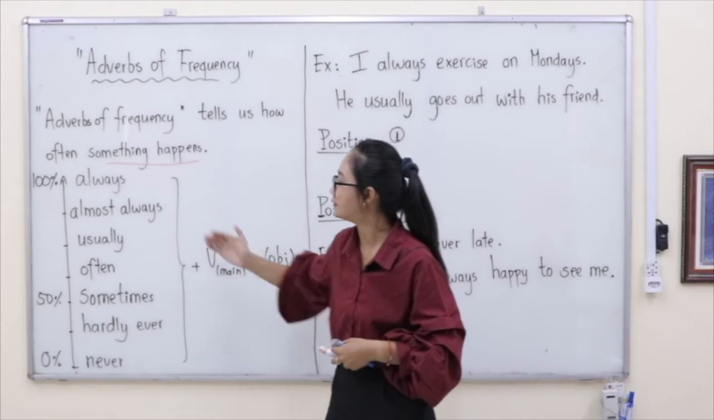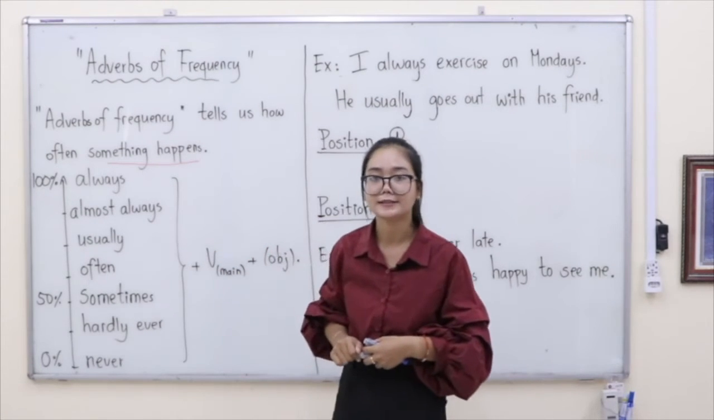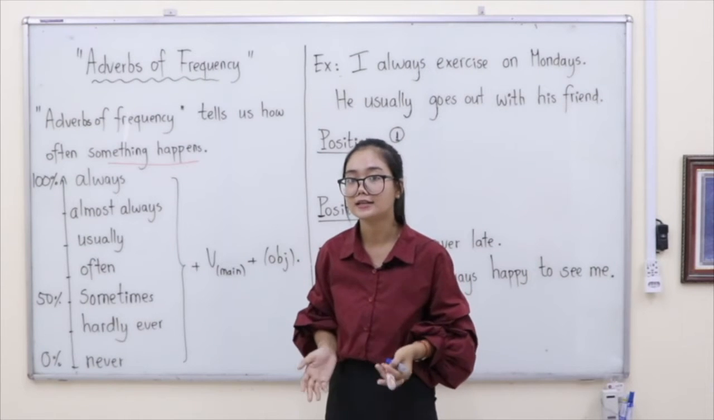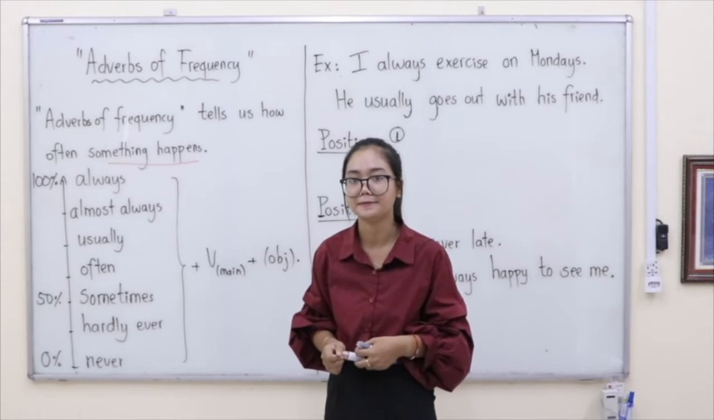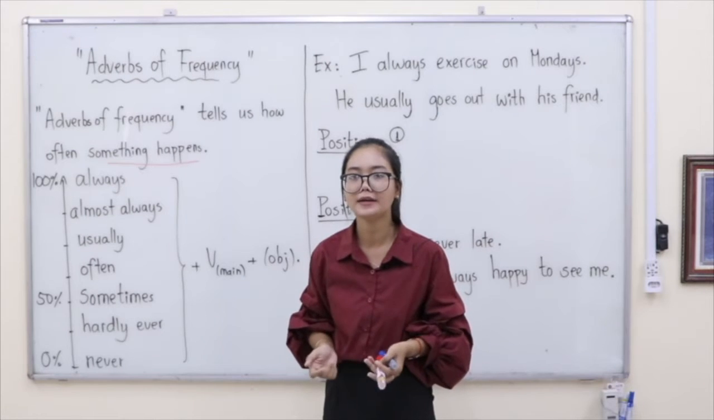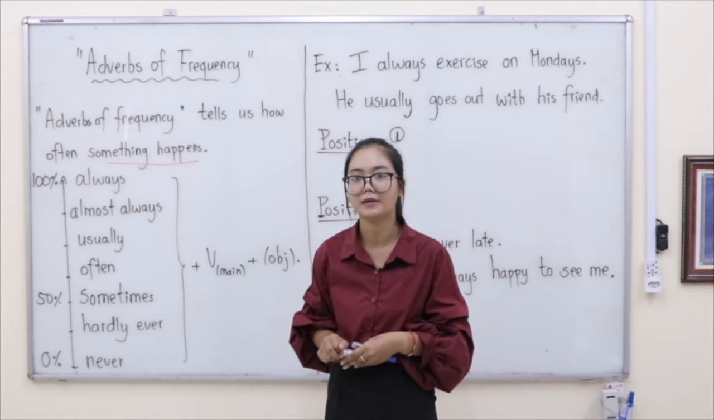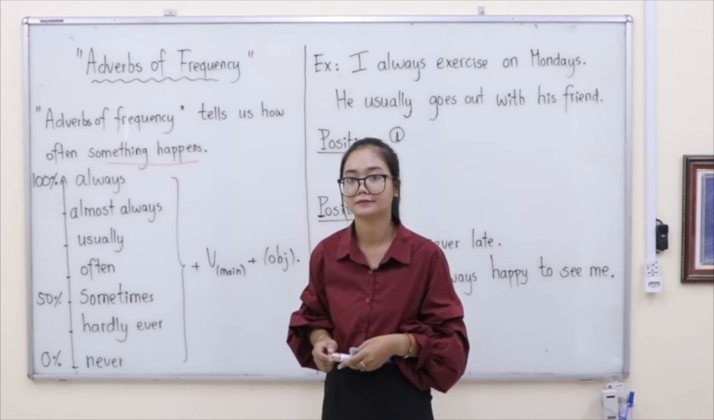So let's start. The word always. So always tells us about something that happens all the time. If I say, I always have rice for breakfast, it means that I have rice all the time for breakfast.